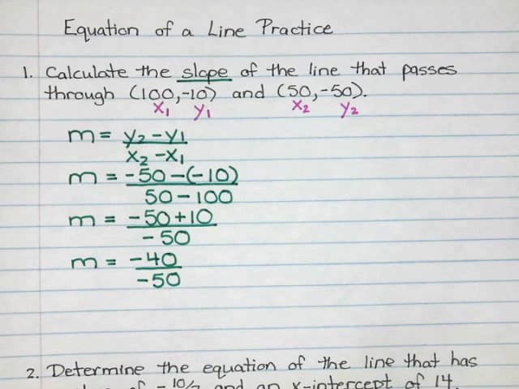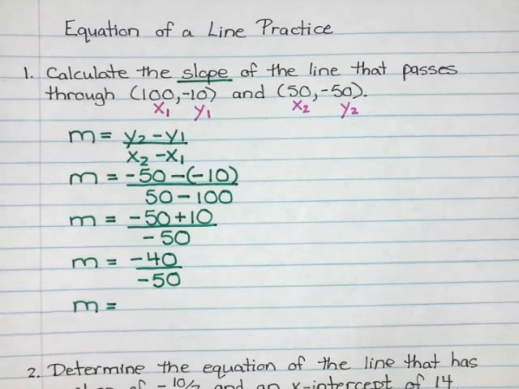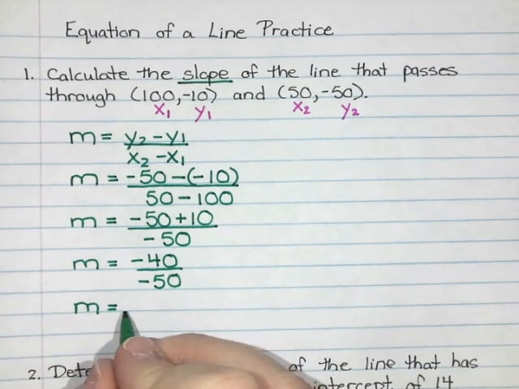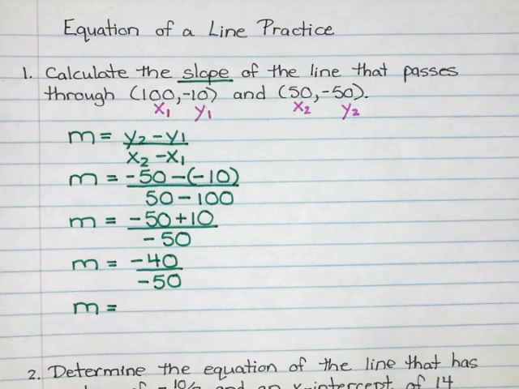So 40 divided by 50, 50 does not go evenly into 40. So I would get a decimal, and I don't want that. A negative divided by a negative makes a positive. So this is going to be positive. You could put a plus sign in if you want. You do not need to do that.